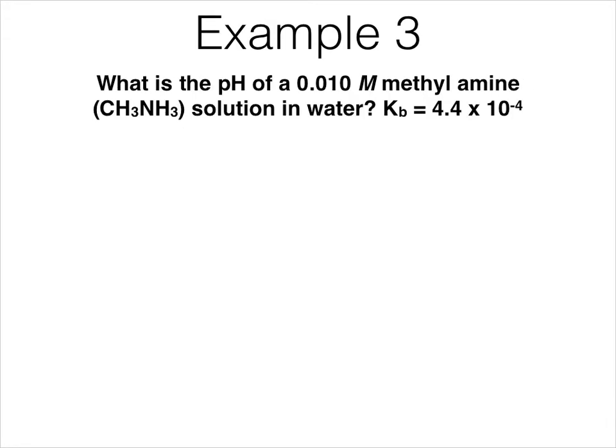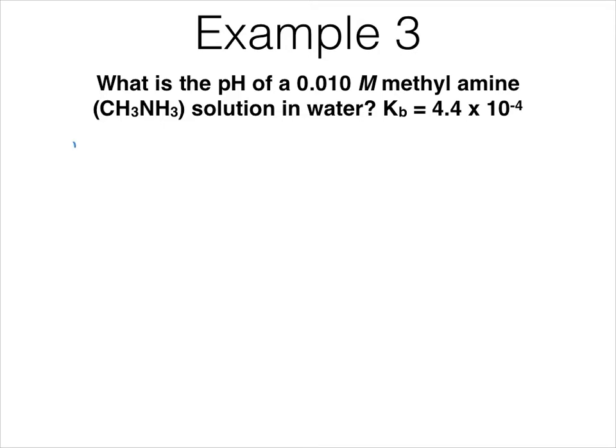Okay, so we're going to work on, I've labeled this example number 3 because this is a continuation of the previous video. And so our first example is what is the pH of 0.01 molar methylamine, which is CH3NH2. And this is a solution, and the methylamine is dissolved in water. And it has a Kb value of 4.4 times 10 to the minus 4.